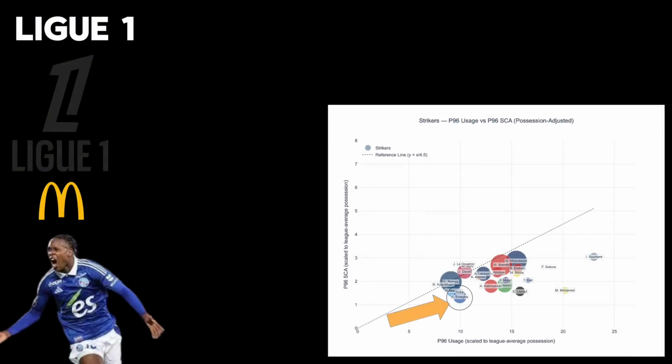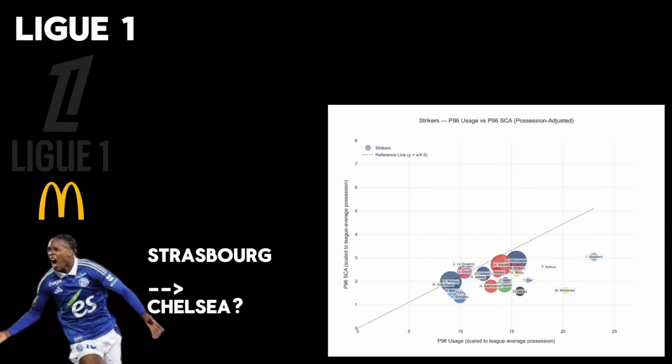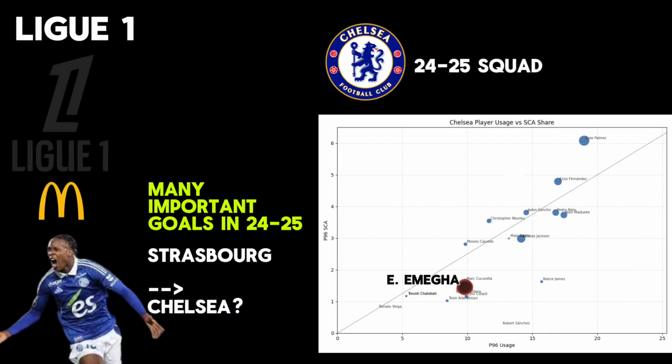The striker Emmanuel Emegha was getting reports about links to Chelsea earlier in the summer, and he didn't move. Here's why I think that was the right call. I saw in my other data sets that Emegha scored many important goals for Strasbourg. But to play in a team like Chelsea's, you probably either need to score more or get much more involved in their team's attack. Emegha is basically an endpoint striker, as we can see.